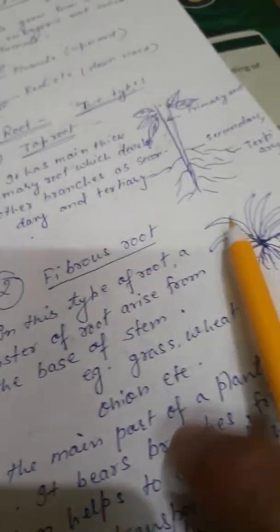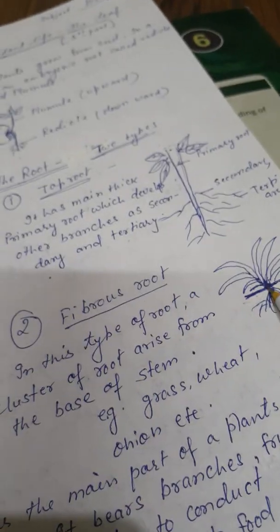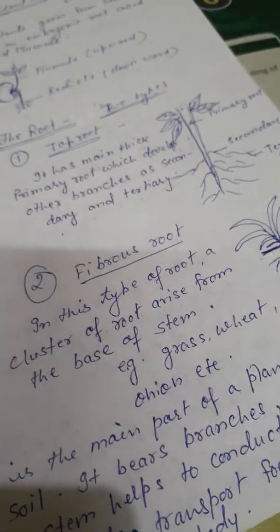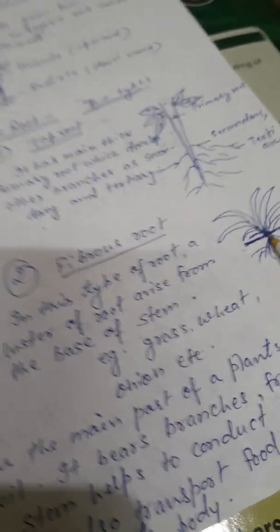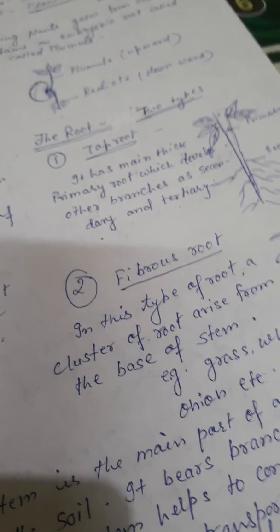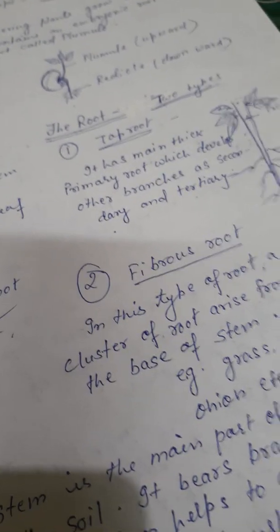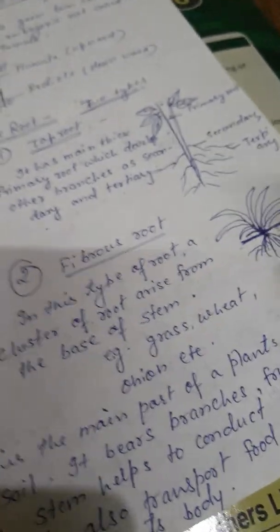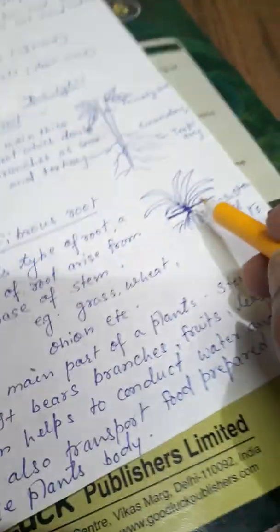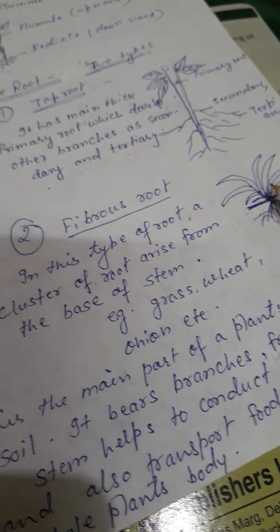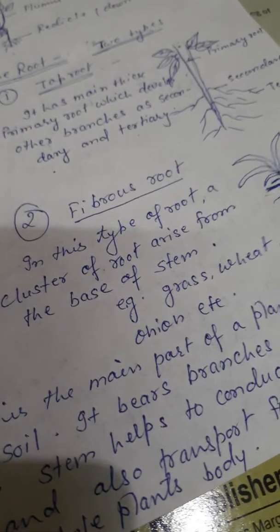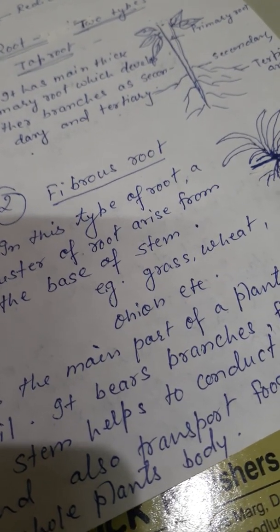Second, fibrous root. In this type of root, a cluster of roots arises from the base of the stem. For example, grass, wheat, onion.